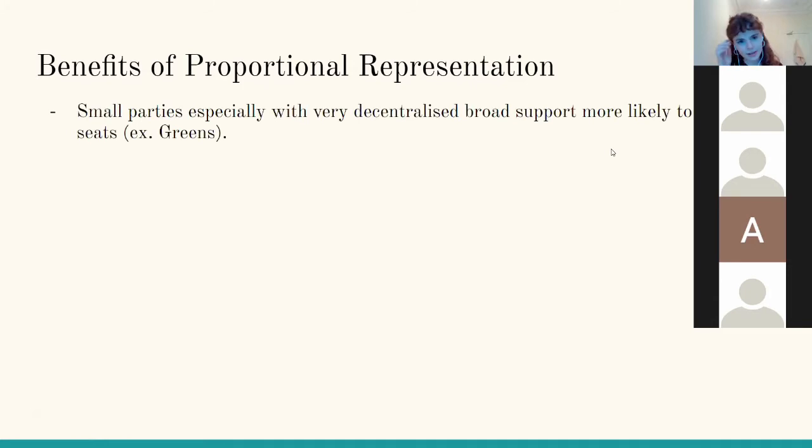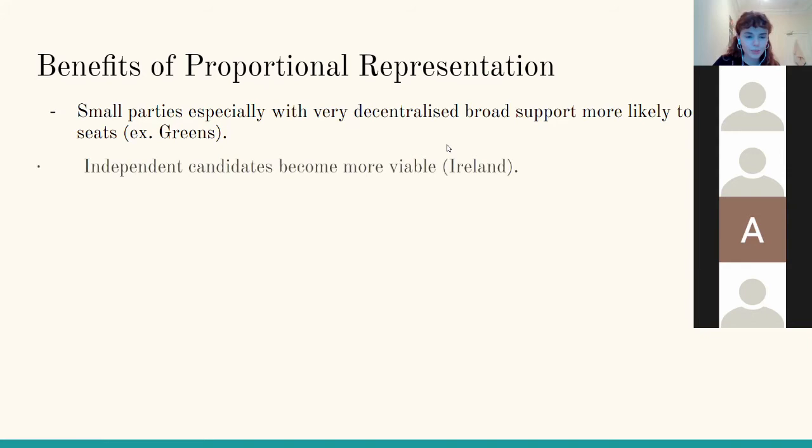So the benefits of this are small parties, especially those that have very decentralized broad support, are more likely to get seats. Something like a Green party is not linked to any geographic location. So if you're operating under an electoral system with constituency ties, it can be hard for them to ever get seats if everything is first past the post, because there'll be very few constituencies where they have a chance of getting a majority if they're getting 10% across the board.